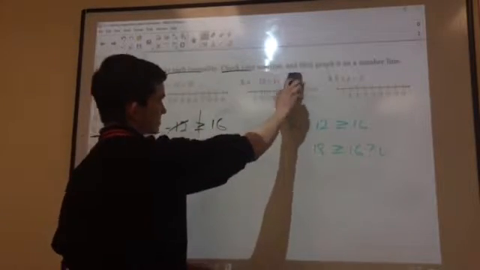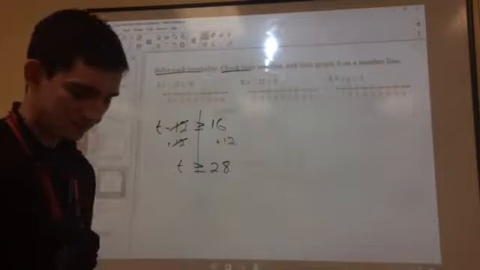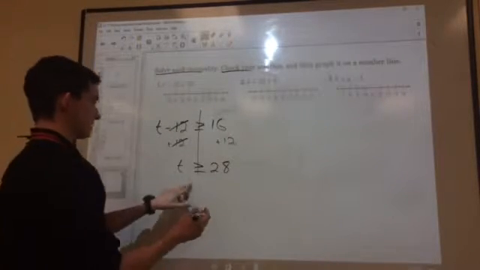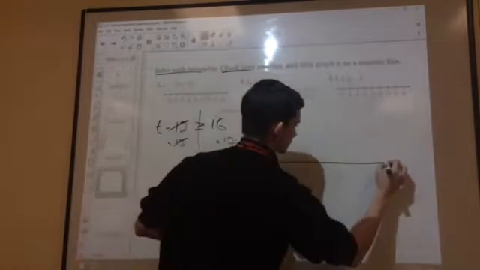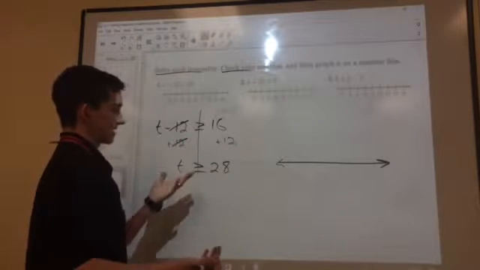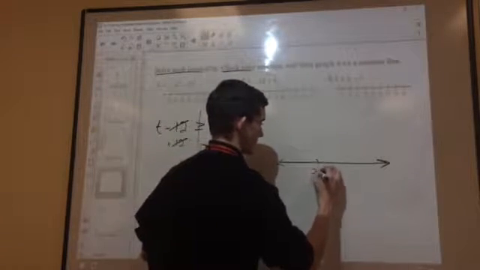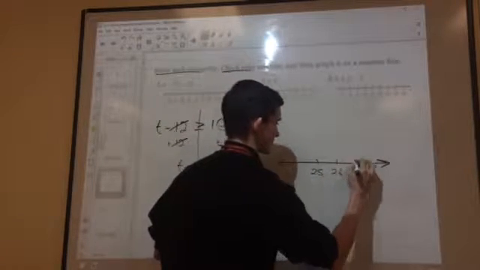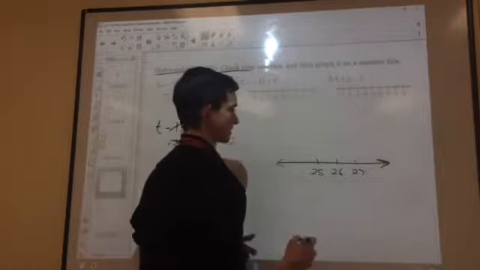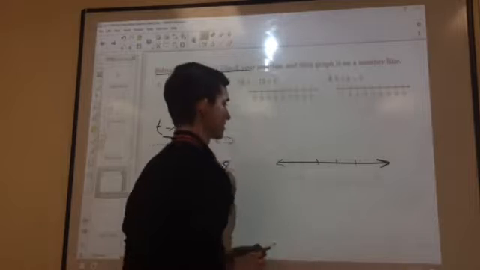I've checked my solution. Now I'm going to graph it on a number line. What would that actually look like? On a number line, if t is greater than or equal to 28, in this case I don't have to have 0. I'm going to start off at maybe 25, 26, 27. This is poor use of space right here. Let's do this again.